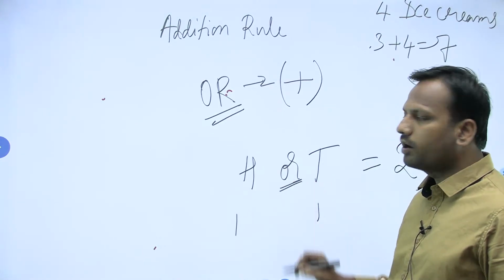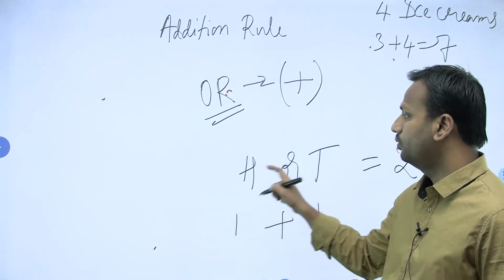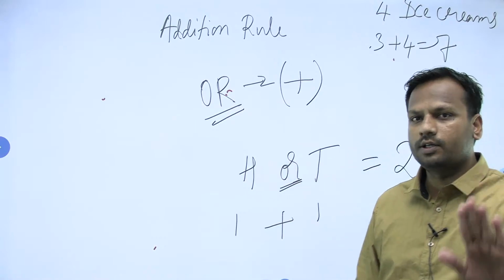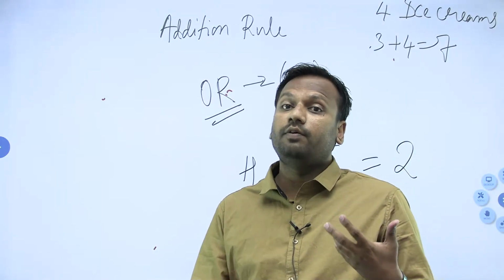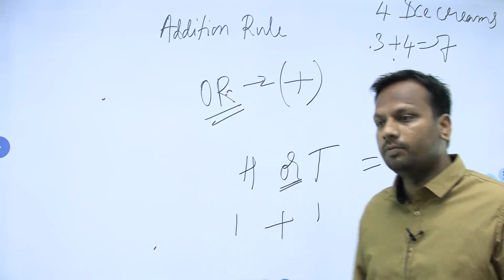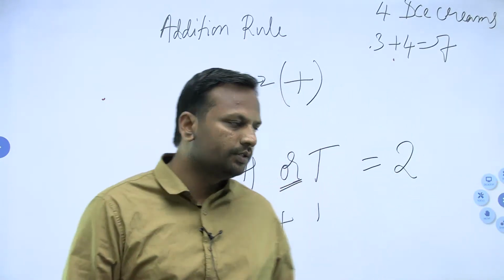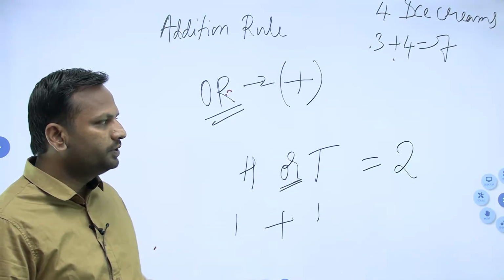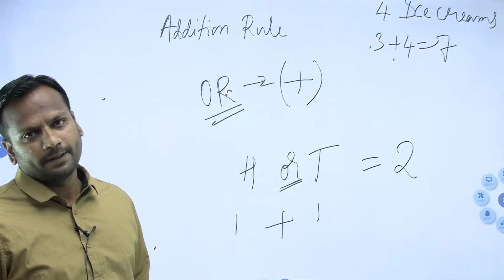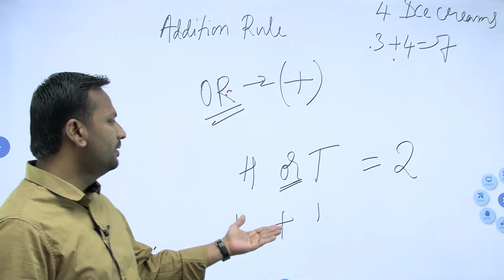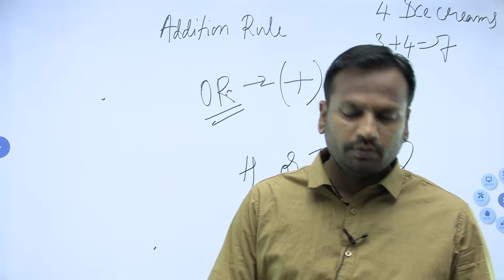I told you, when "or" comes, what you have to do? You should add it, students. You should not multiply it. 1 into 1 is 1, no. The outcome you will be getting is exactly 1, but the total possibilities of getting the outcome is 2. Got it, students? Now understood this? So whenever "or" comes, it forms cases, and you should add. Whenever "and" comes, what you have to do? Multiply.